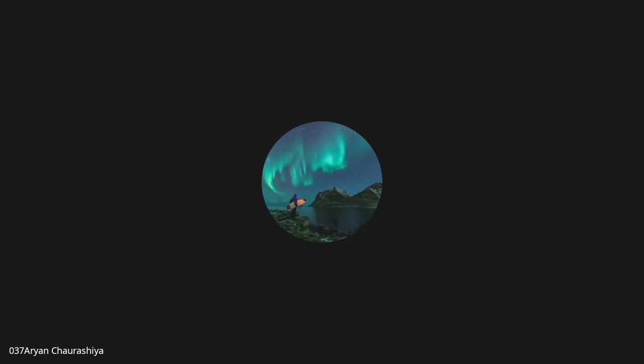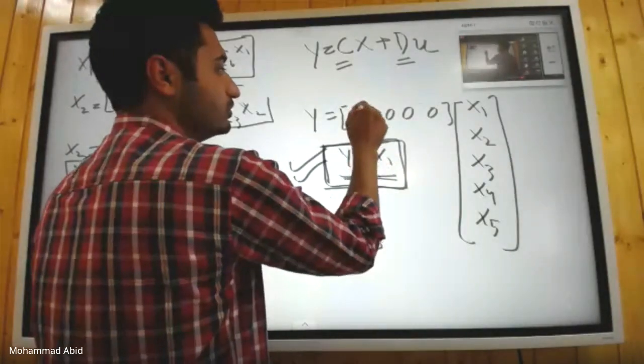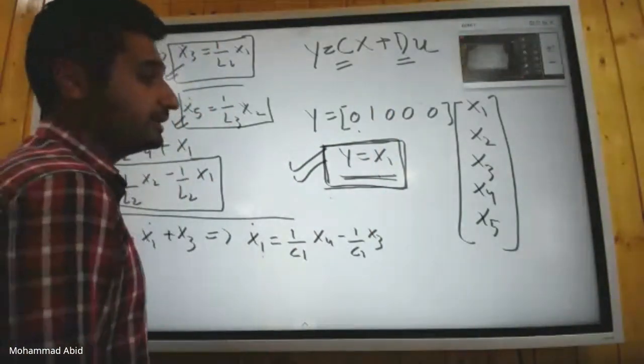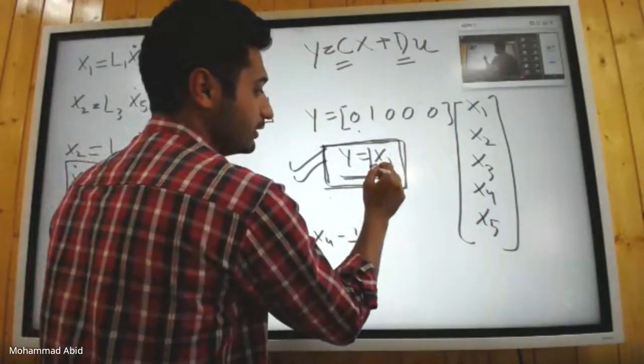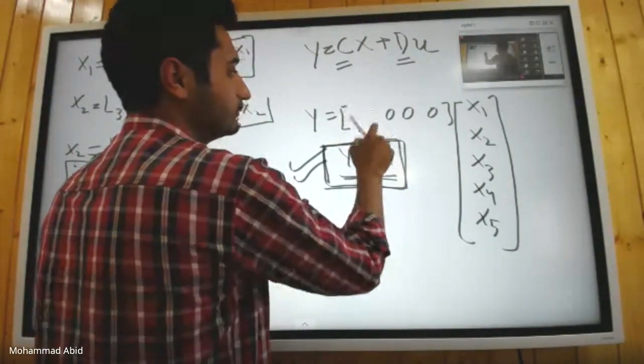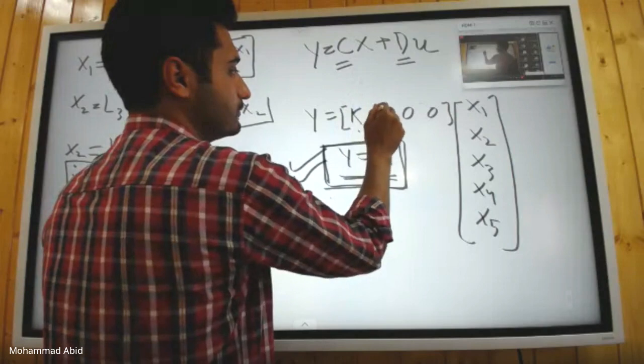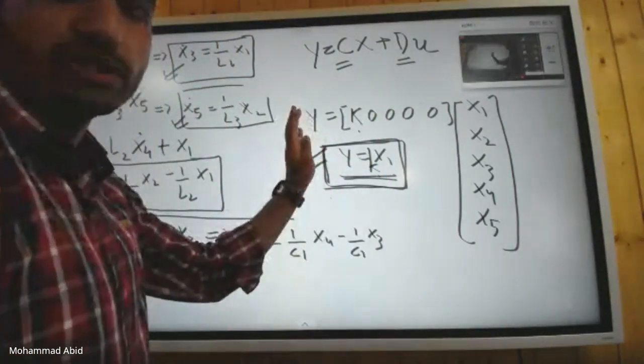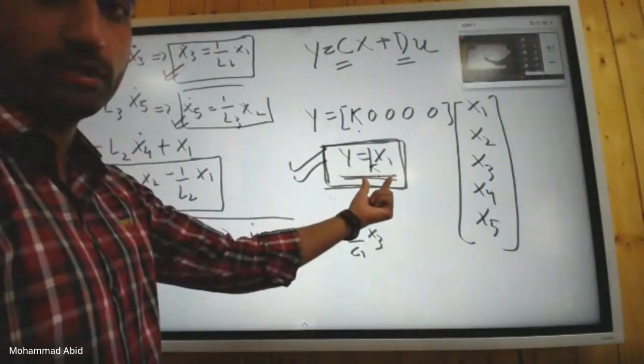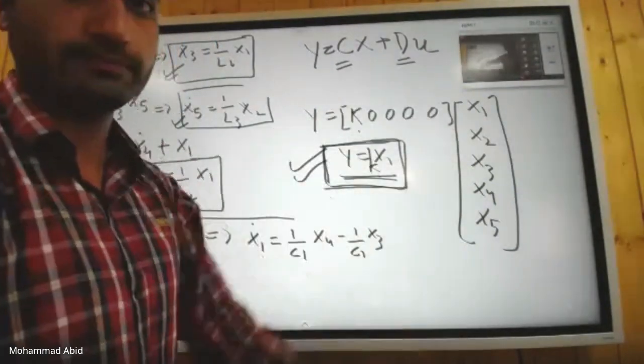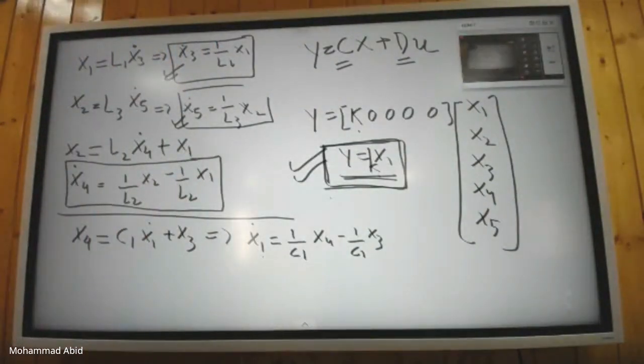Sir, if the output were x2, we would write 0 1? Exactly. If the output were x2, then this. Had it been some scalar times x1, then you would get that scalar. Any scalar value. It's a linear combination of these 5. Okay? Yes sir, got it.